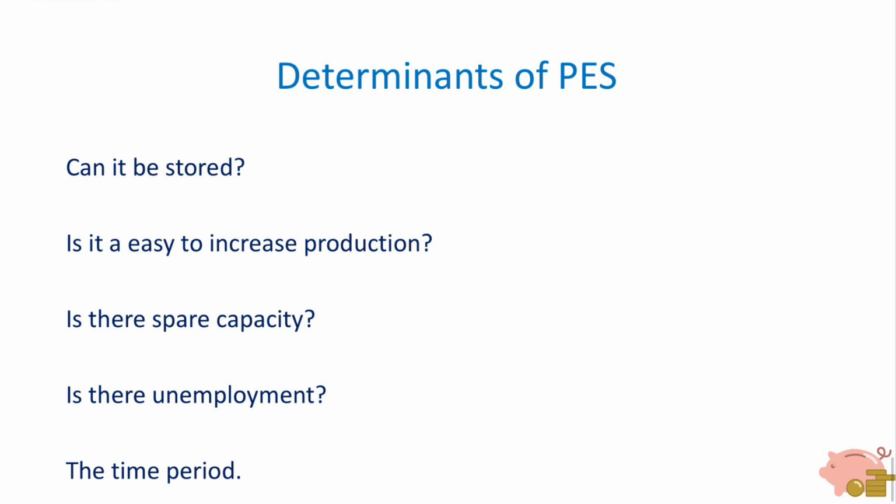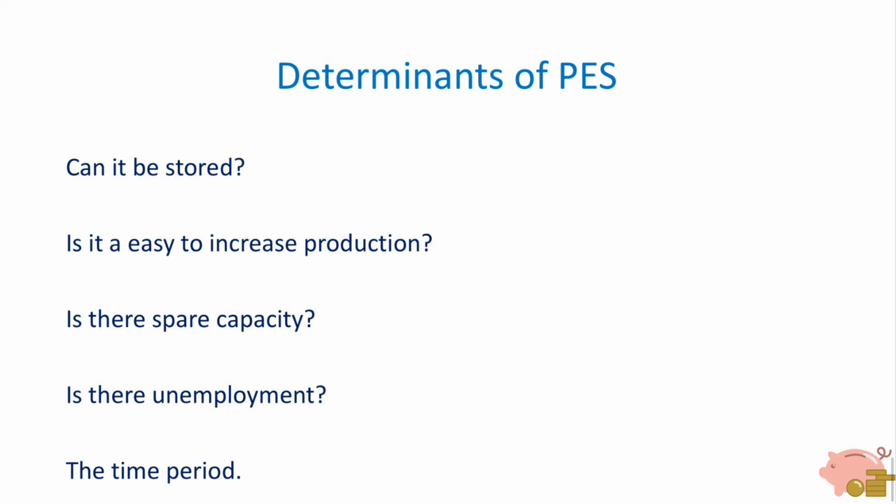Is it easy to increase production? Is it relatively a simple job to get hold of the factors of production that we need in order to make more of this thing? If it is, it's going to be relatively elastic because we can increase output quickly in response to a price rise. Is there any spare capacity in our manufacturing process? If there is no spare capacity, it's going to be very difficult to increase output. If there's unemployment, that links with spare capacity. It means we've got factors which are being unused, so we could increase output.